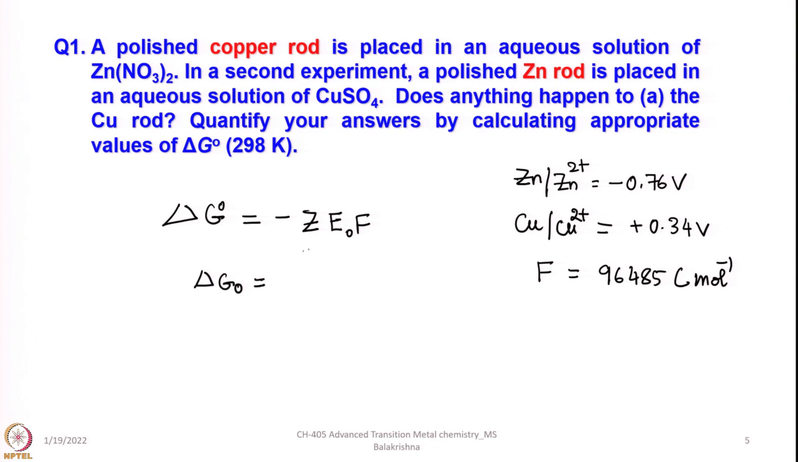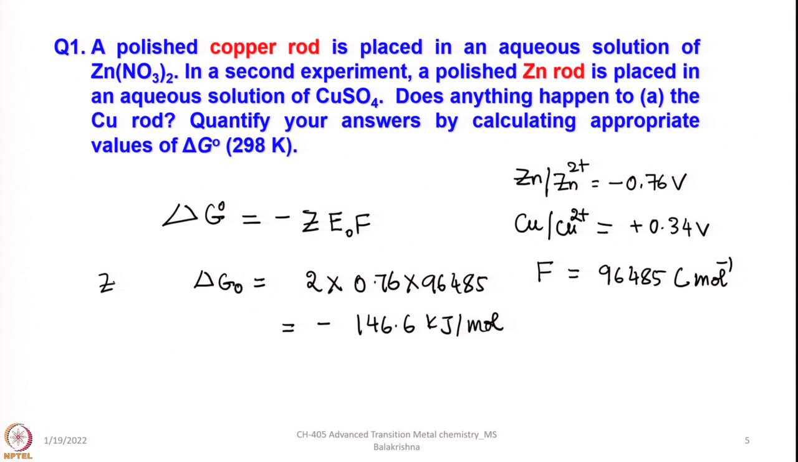Delta G here, in the case of zinc, is 2 into E naught, which is 0.76, into 96485. This gives a value of minus 146.6 kilojoules per mole. This is for the zinc couple.